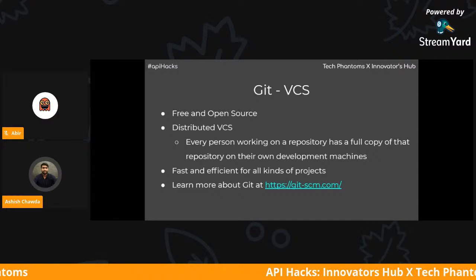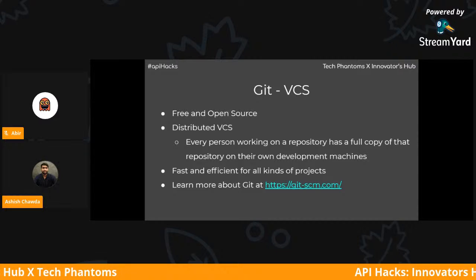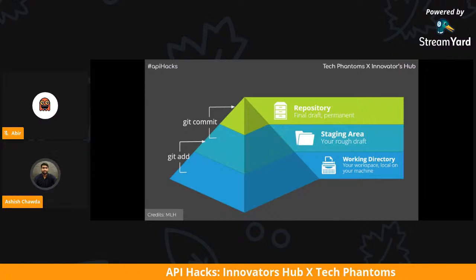So this is all about Git, and it is all you want to know about Git, because Git is just a software which helps you track your changes on a file. That's it. So we'll talk about the working of Git also. How does Git work?